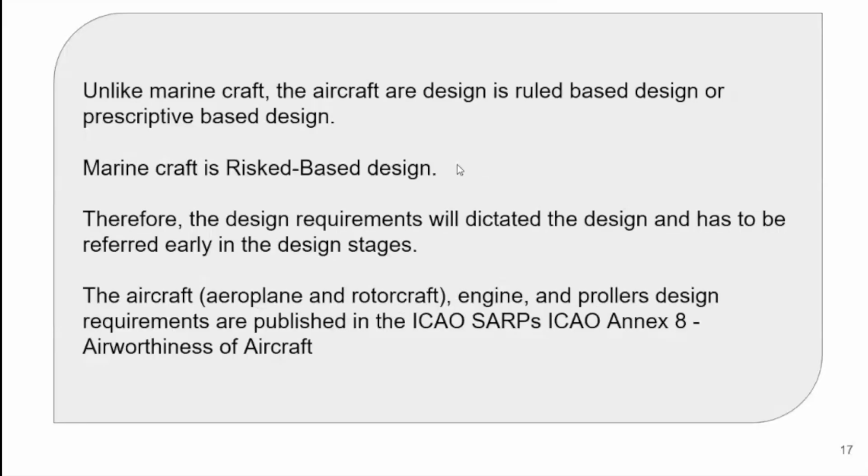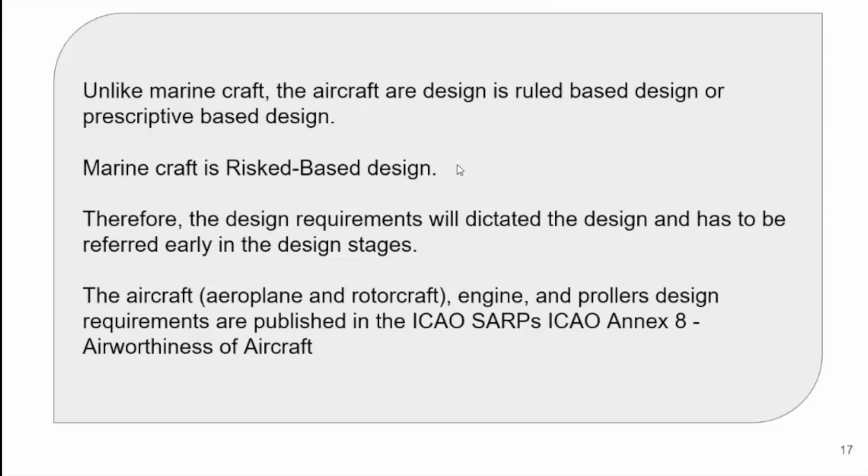So aircraft is more on rule-based design or prescriptive-based design. It means there is a detail. There's a prescription, you have to do this, you have to get the structure to hold the ultimate load for 3 seconds, you have a factor of safety 1.5, you have to have 16G load. So those are prescriptive because everything is given to you.